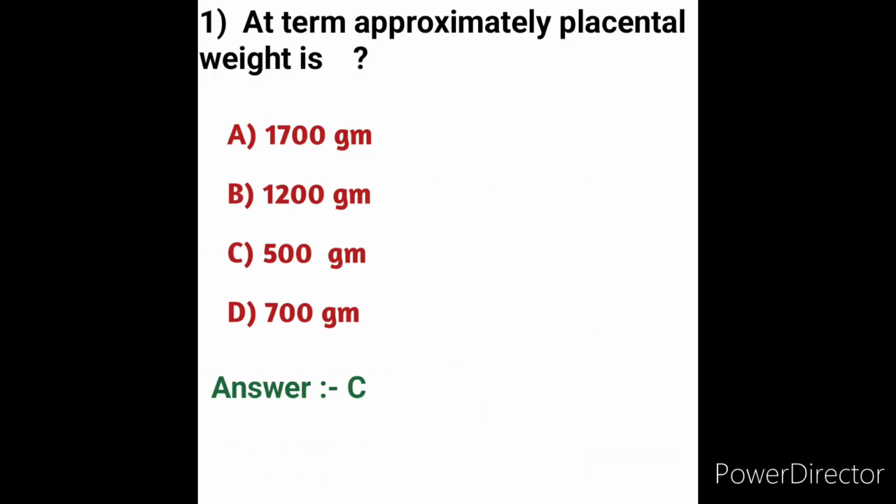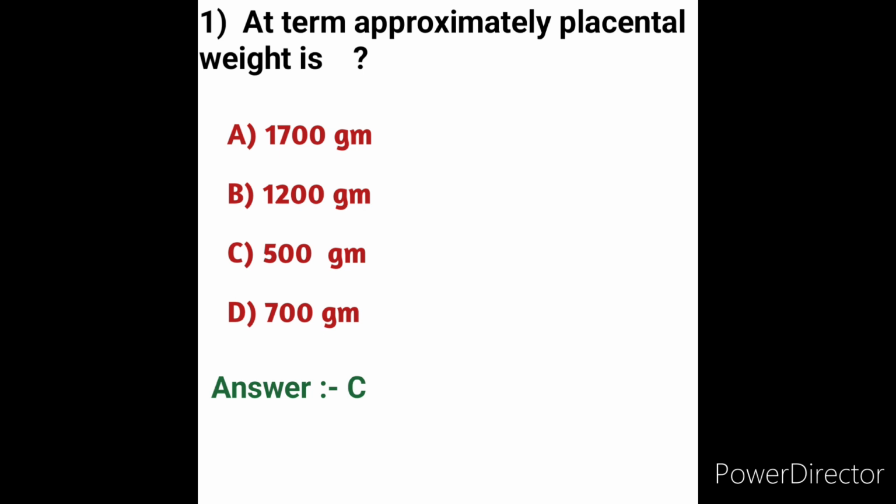The first question: at the term, approximately what is the placenta weight? Let us see the options first. Option A 1700 grams, option B 1200 grams, option C 500 grams and option D 700 grams.